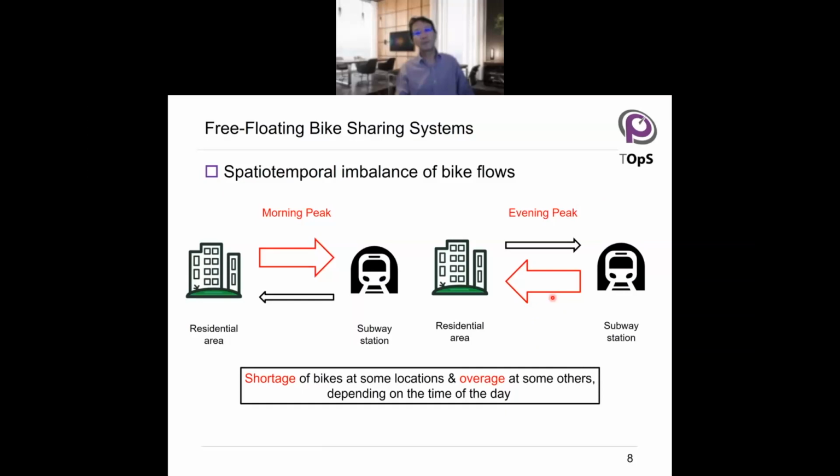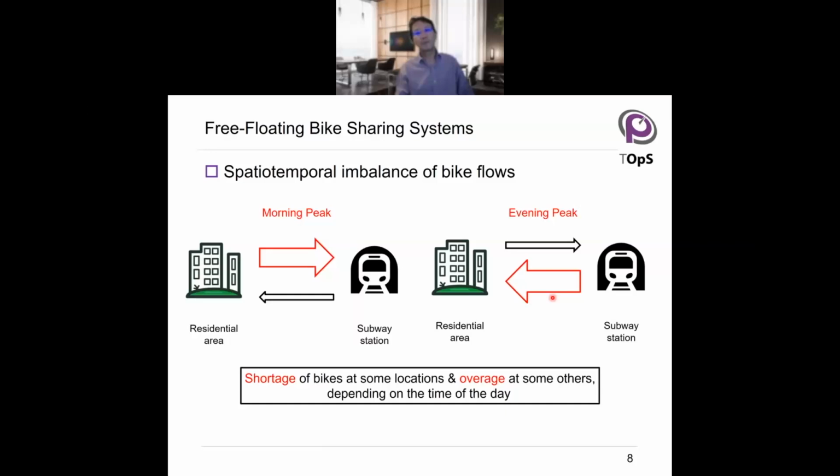Okay, and I think when we talk about a bike sharing system, most people understand the spatial and temporal imbalance. Spatial means the flow from A to B and from B to A may not be the same, the demand may not be the same, and this also varies over time.